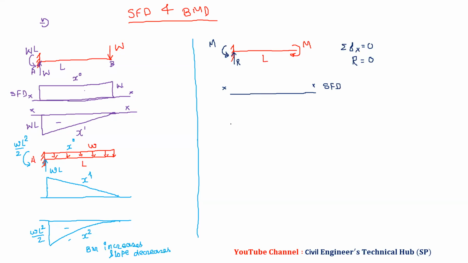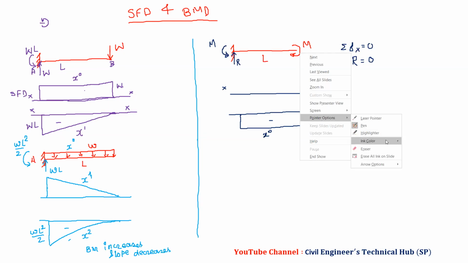Now plot BMD for the couple. And then you are going to get BMD. So we have M over here, downward, and then no moment over here. This will be x to the power 0. The value will be M, and this is my BMD. So we have value M, minus. We should know when we apply a couple, my SFD will be constant, in this fashion.